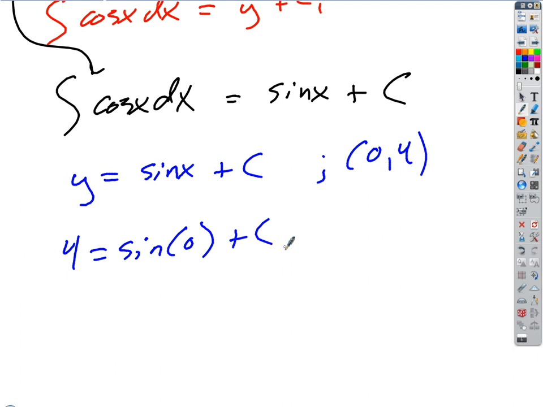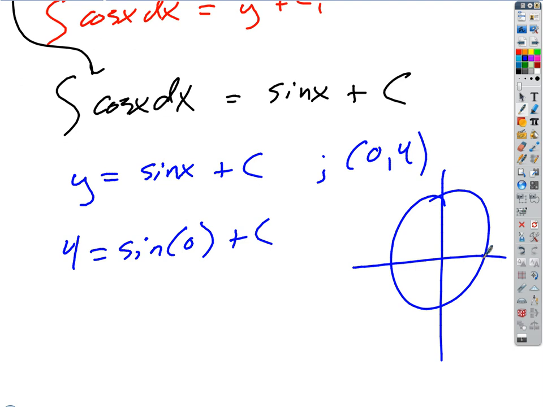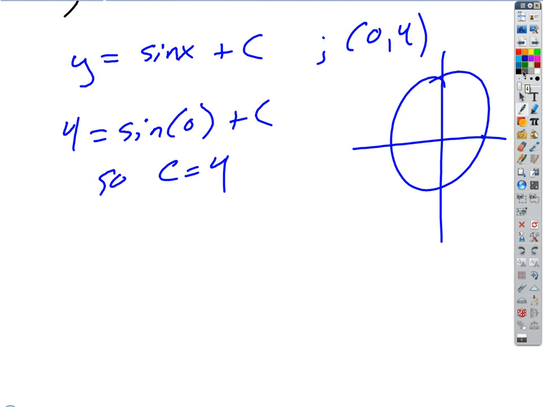What is sine 0? 1? No. Negative. No, that'd be power 2. Oh, okay, my bad. So that's 0, isn't it? So the y coordinate at that point would be 0. So c equals 4, and our particular solution would be y equals sine x plus 4. That's going to be the trajectory that goes through the point. Right? Okay.